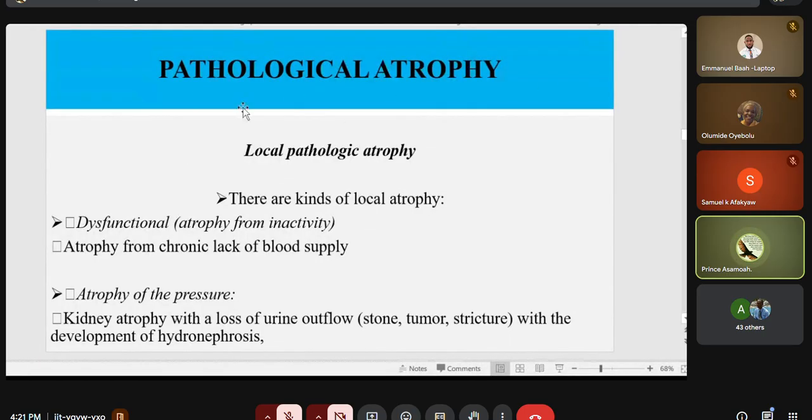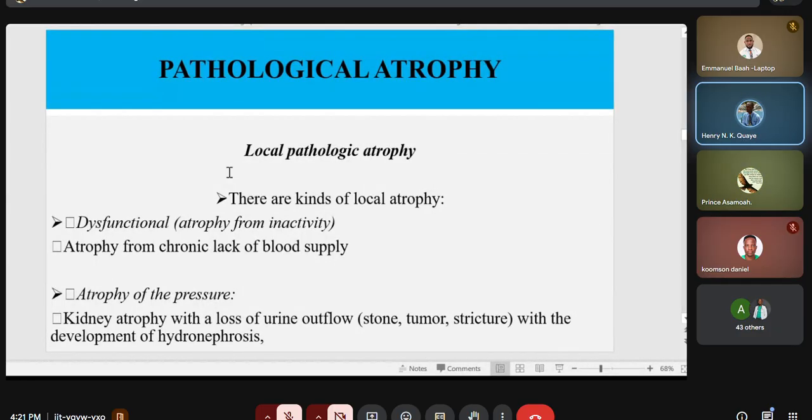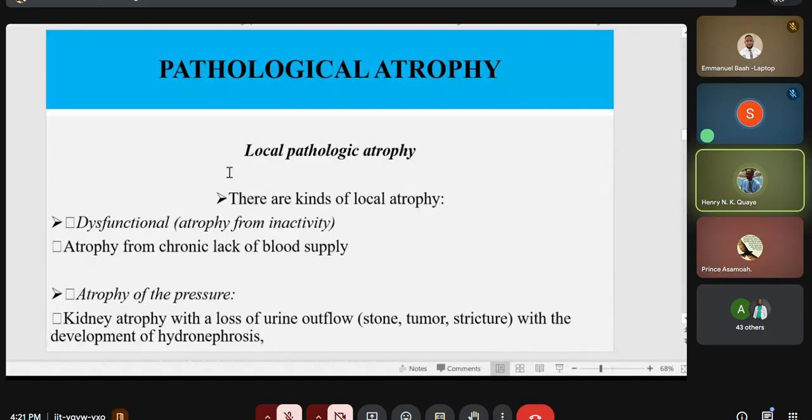Now let's look at pathological atrophy. Nothing is showing here. So the person should check. Sometimes when all the images are coming, you need to press on the particular one that is presenting, and maybe turn your phone. You may get it if you are using a phone. Thank you.